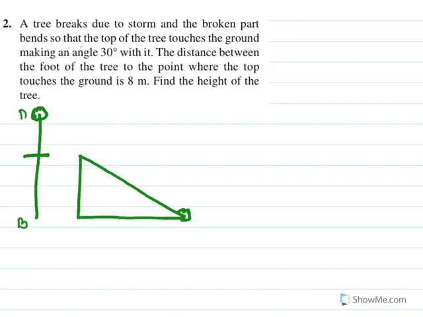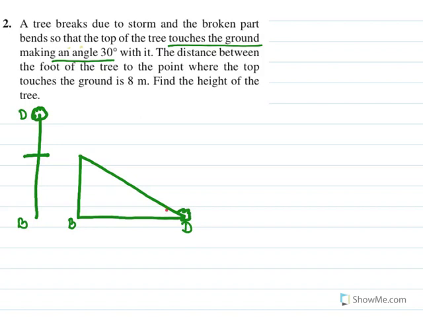So first the tree was BD, was here. Now this is B, and the top of the tree has reached here. So this is our D. Now next they said the broken part touches the ground at an angle of 30 degrees.